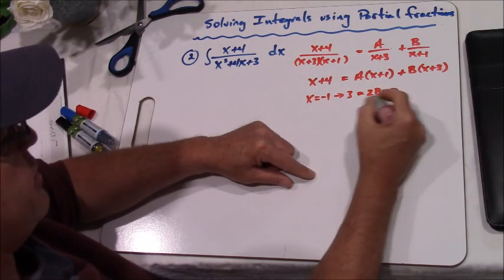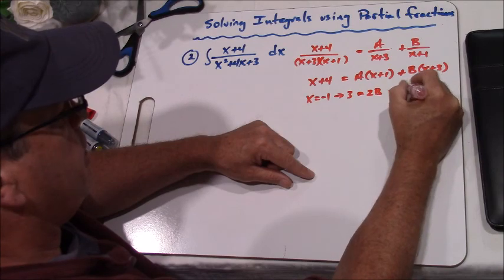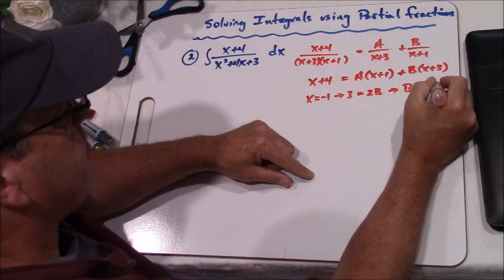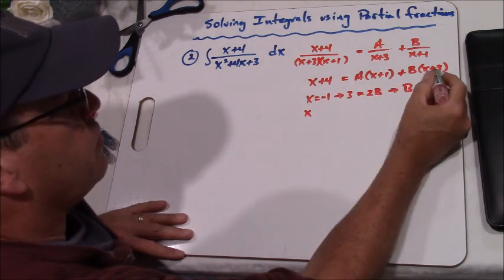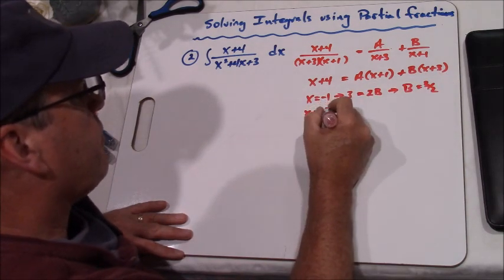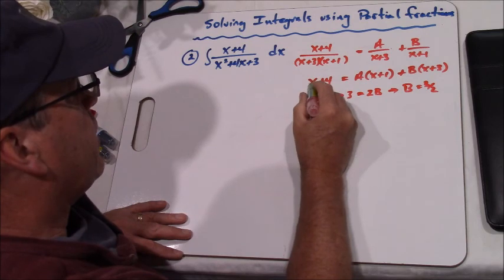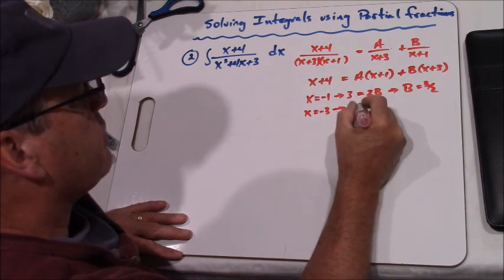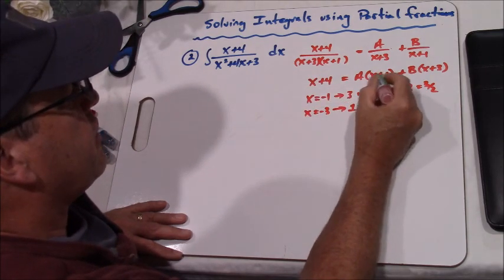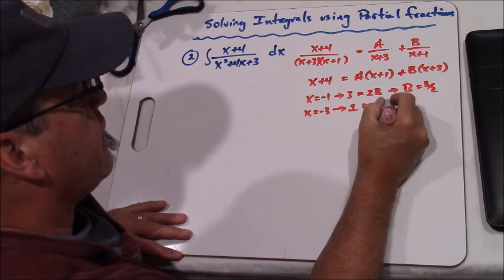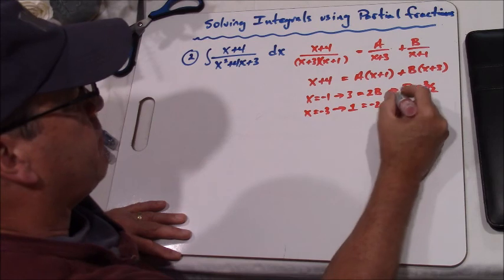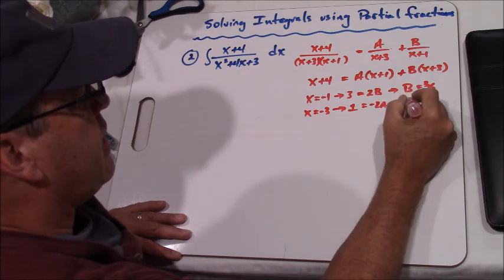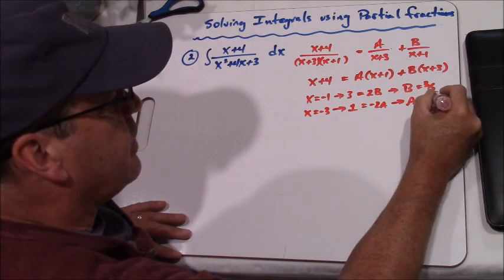And so that means to us, if I divide by 2, I get b equals 3/2. And then if I let x equal -3, so plug in a -3 here, you get 1. Plug in a -3 here, you get -2a, and a -3 here, you get 0. So if I divide by -2, that means that a equals -1/2.